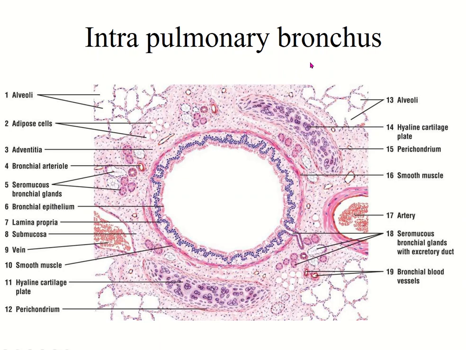Histology of the interpulmonary bronchus. It has four layers from within outward: mucosa, submucosa, cartilaginous layer, and outer adventitia. The mucosa is formed by the pseudostratified ciliated columnar epithelium with occasional goblet cell, white colored dot.